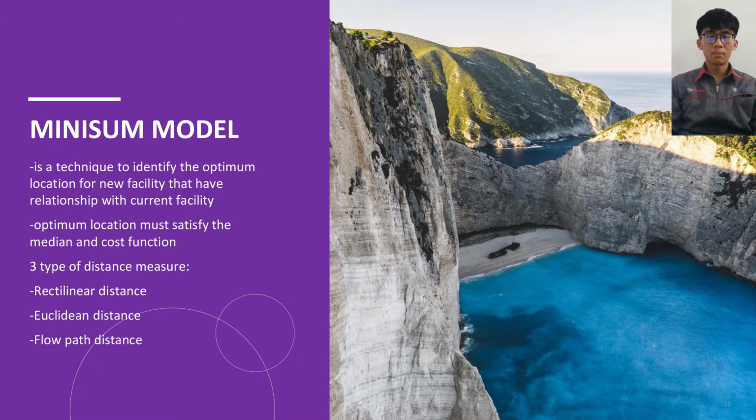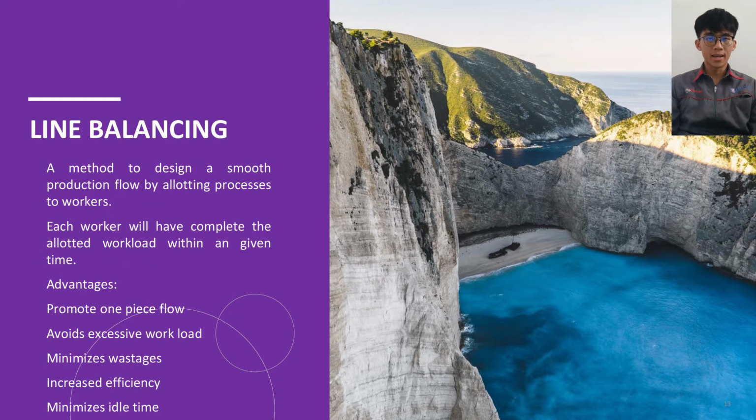By using the minisum model, we are able to locate new facilities by minimizing the weighted sum of rectilinear distance from the new facilities to existing facilities related to the new facilities. And then by using minisum, we are also able to identify the optimal location for new facilities, x or y position, that have activity relationships with current facilities P bracket A or B. Then the next methodology used in this project is the line balancing method.